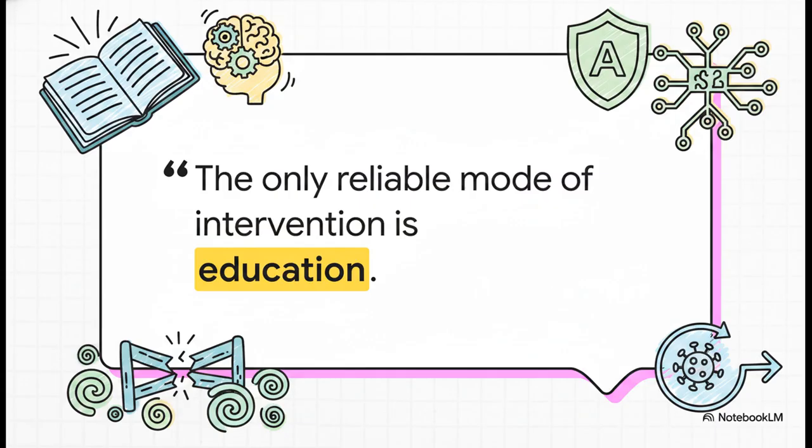Since a vaccine for HIV infection is still a distant prospect, education is literally the only reliable mode of intervention we have. Behavioral change, the kind that actually stops transmission, is only going to happen if individuals truly understand their vulnerability to the virus. And there's no way they can understand that vulnerability if the conversation is blocked by fear and denial.